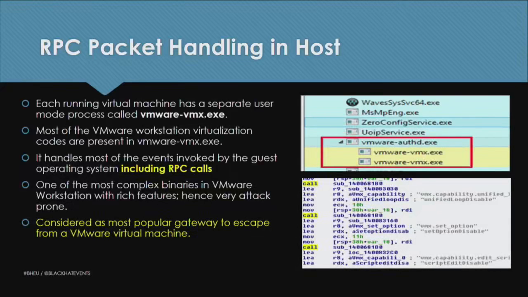If you have a Windows host, for each running virtual machine you will see a process, and the process name is VMware vmx.exe. This process holds most of the virtualization code, the hypervisor code. Since this is pretty complex, it is very attack prone. This binary handles all the RPC commands received from the guest operating system. Since it handles a lot of untrusted data coming from the guest operating system, this is considered the most popular gateway to escape from VMware virtual machines.